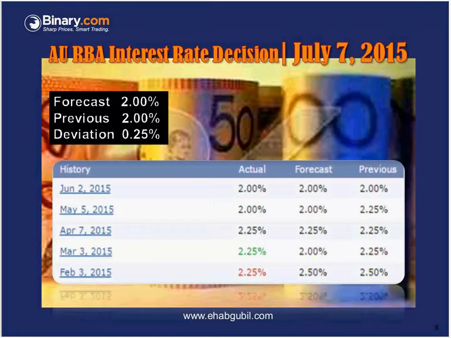And as we can see from the history, the interest rate has not changed since March this year.